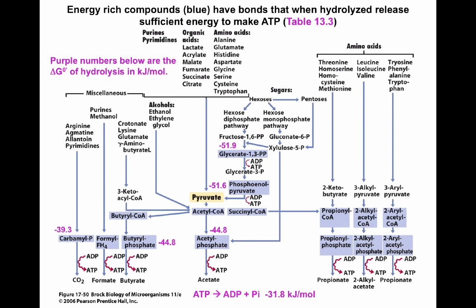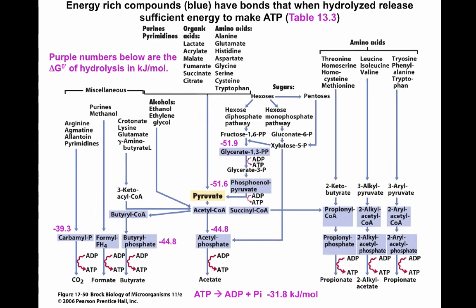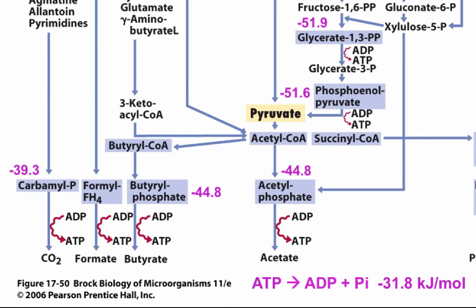What I have done is that I have combined the data from table 13.1, and those numbers that are shown in purple are the delta G naught of the hydrolysis of that phosphorylated or acetyl-CoA bound molecule in kilocalories per mole. So remember, when you hydrolyze an ATP molecule into ADP and Pi, you're going to generate 31.8 kilojoules per mole.